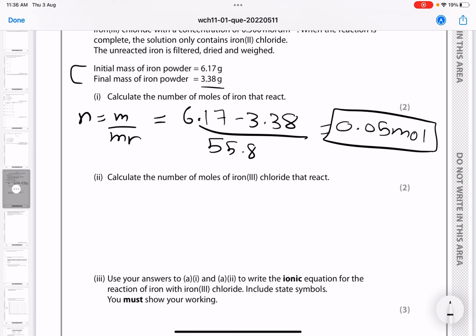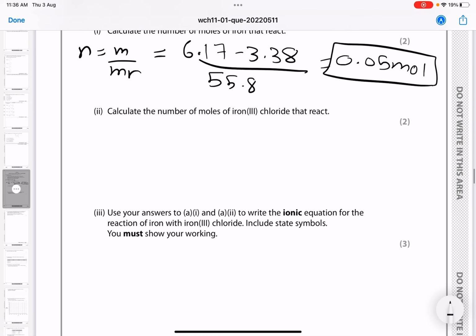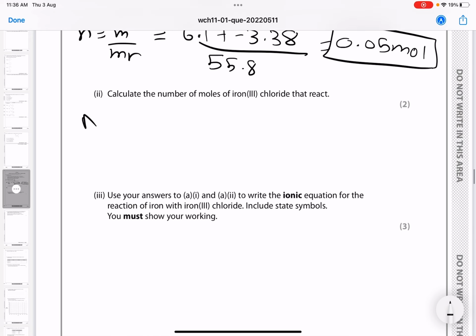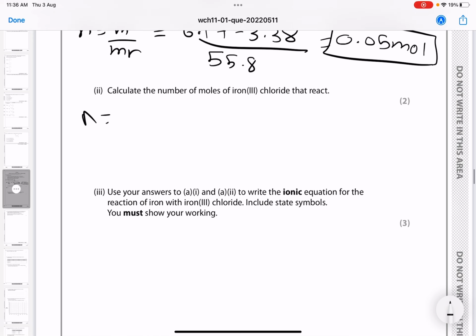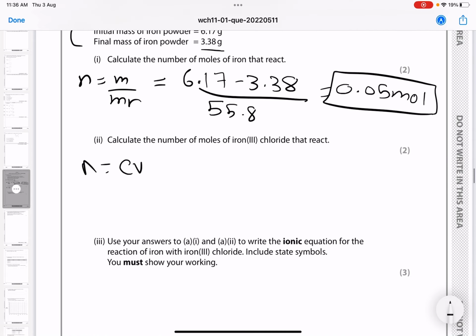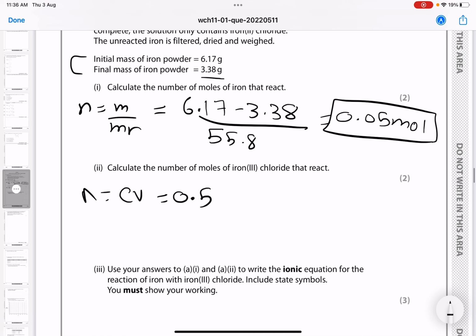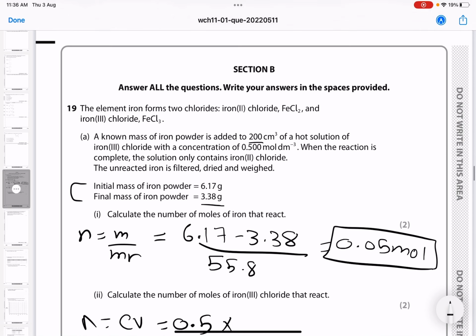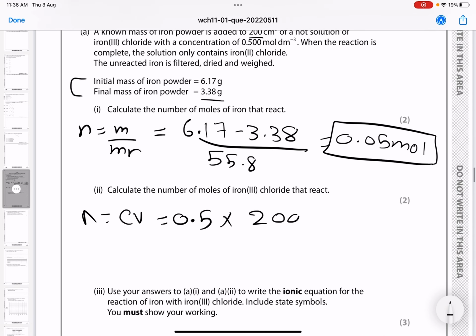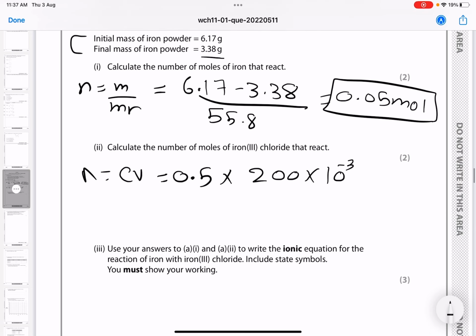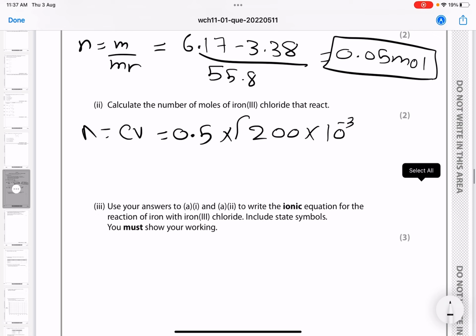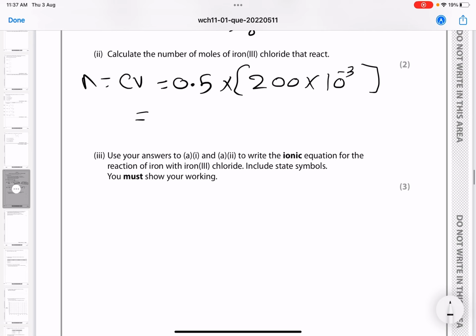Part (ii): calculate the number of moles of iron(III) chloride that react. So the moles for a solution equals concentration times volume. The concentration was given in the question, which is 0.5, times the volume. It's actually 200 cm³, but remember guys, you need to convert it to dm³, so you either divide by 1000 or multiply by 10 to the power minus 3. Do the math using your calculator. You will get an answer of 0.1 mole.